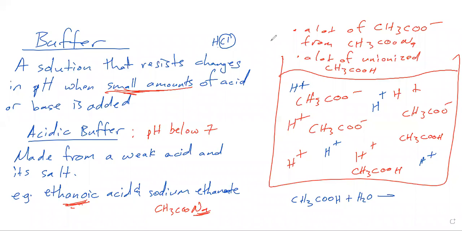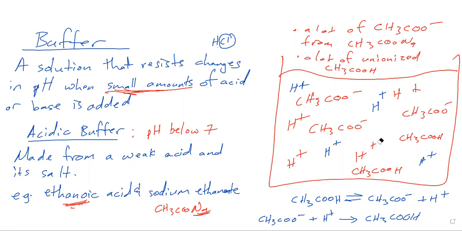Don't need to show the full thing. Ethanoate ion can give CH3COO minus plus H plus. So you have a lot of ethanoate ions present, so the acid that you add to it can combine with the ethanoate ion to form ethanoic acid. So this is the equation, and this is the reaction that will happen. CH3COO minus plus H plus gives CH3COOH, right?